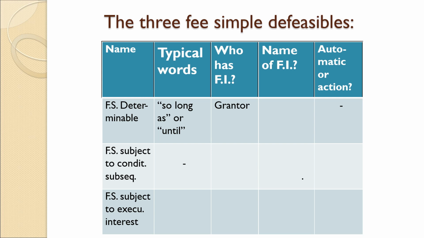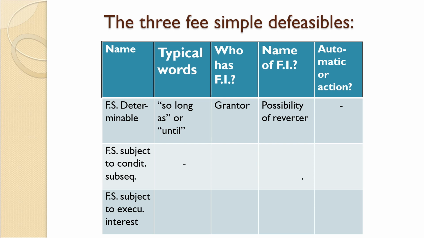The person who gives out the fee simple determinable is the person who has the future interest, so that when the present interest, the fee simple determinable, comes to an end, it'll be the grantor who gets the property back. The future interest has a name. We call it a possibility of reverter.